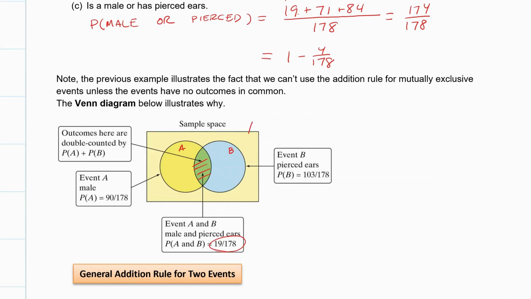There's also this area outside the two circles. These are the people who are not male and not pierced. So that's the group with four people. The probability of that group, not A and not B, is 4/178.